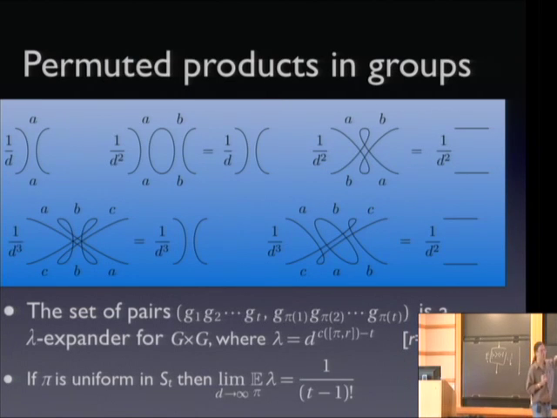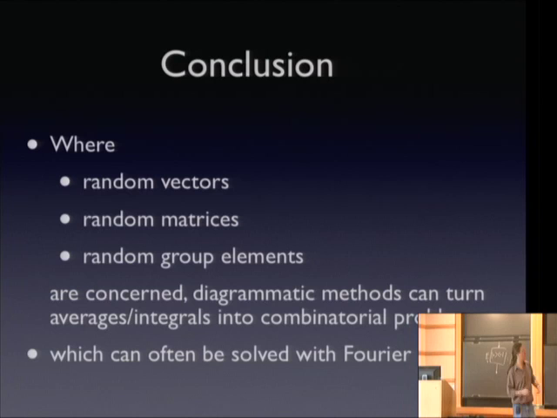So at least for pairwise independence, these diagrammatic techniques work very well. If you want to think about 3 products or more, you have to start thinking more about the structure of the group. But for pairwise independence, all that matters is the dimension of the representations. It's relatively independent of the structure of the group. All right, so just to conclude, if you're playing with random vectors or random matrices, and in some cases random group elements, we hope that we've demonstrated that some of these diagrammatic methods can turn various kinds of averages or integrals into nice combinatorial objects, which you can then, in many cases, hammer down with discrete Fourier analysis.